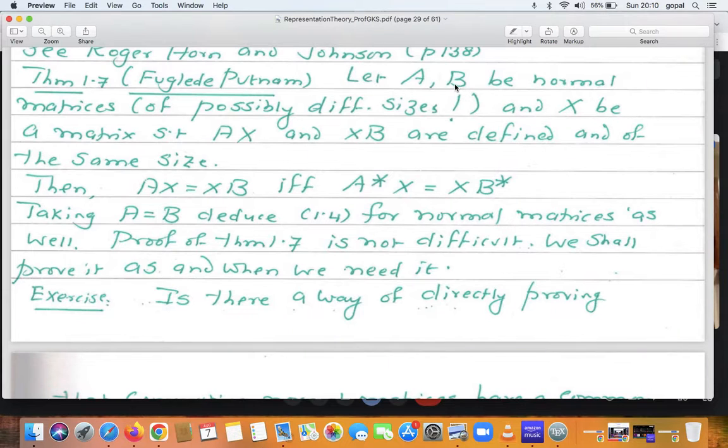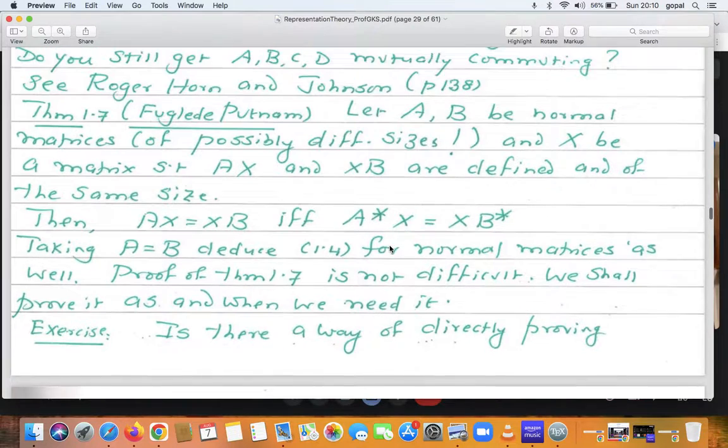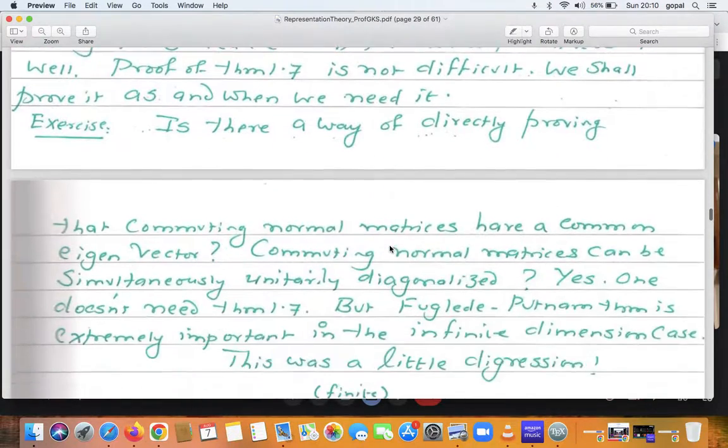Suppose I take A and B to be equal, then X will have the same size as A. Then the theorem says that if X commutes with A, then X commutes with A star also. So, for example, this is the Fuglede-Putnam theorem. We won't need it right now.